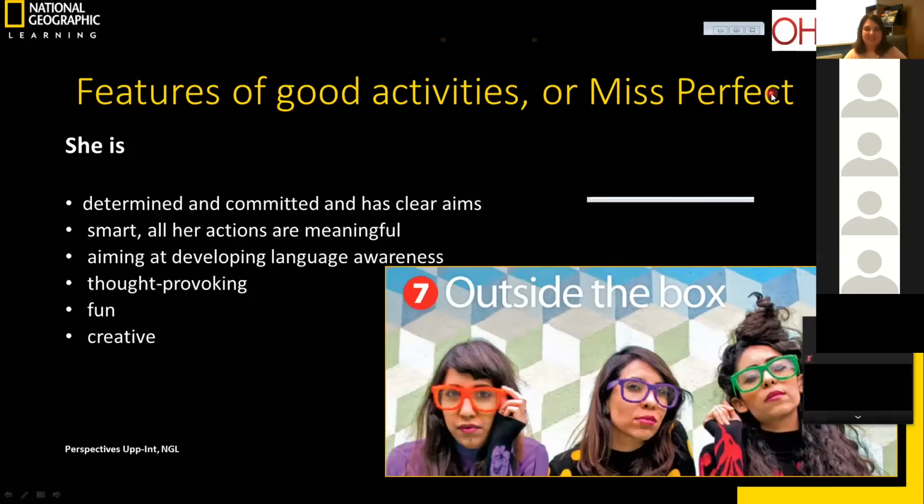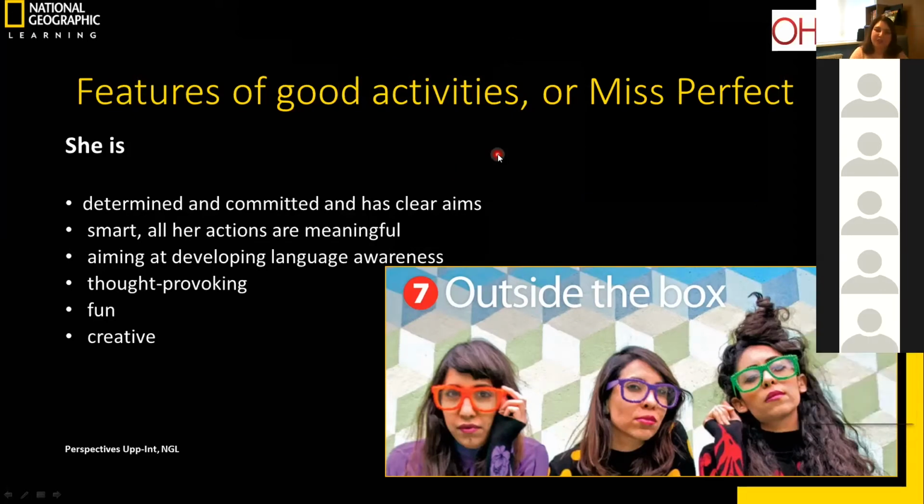Okay. Well, if we get back to Miss Perfect, then she's smart and all her actions are meaningful, and our activities must be meaningful. Then she's aiming at developing language awareness. And of course, our activities are aiming at developing language awareness too. Well, she's thought-provoking, she's fun and creative, and these are also the features which we expect and which we want our activities to have.